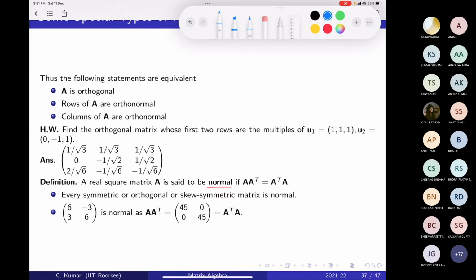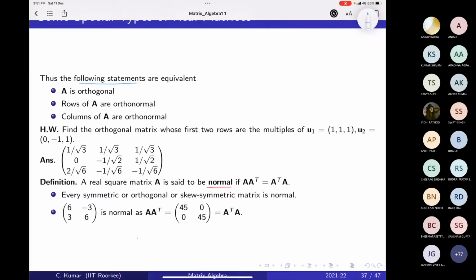So just now we have seen that we can conclude that the three statements are equivalent. If we say that A is orthogonal, then this is equivalent to saying that the rows of A are orthonormal, and this is also equivalent to saying that the columns of A are orthonormal, because the product with itself is 1. So the rows of A are orthonormal and the columns of A are also orthonormal. Right? So these three statements are equivalent.